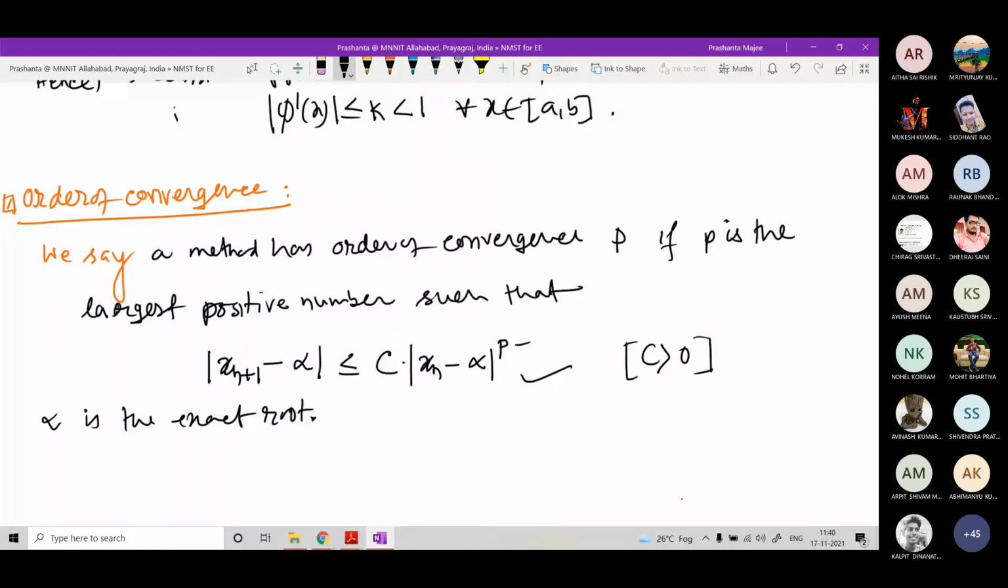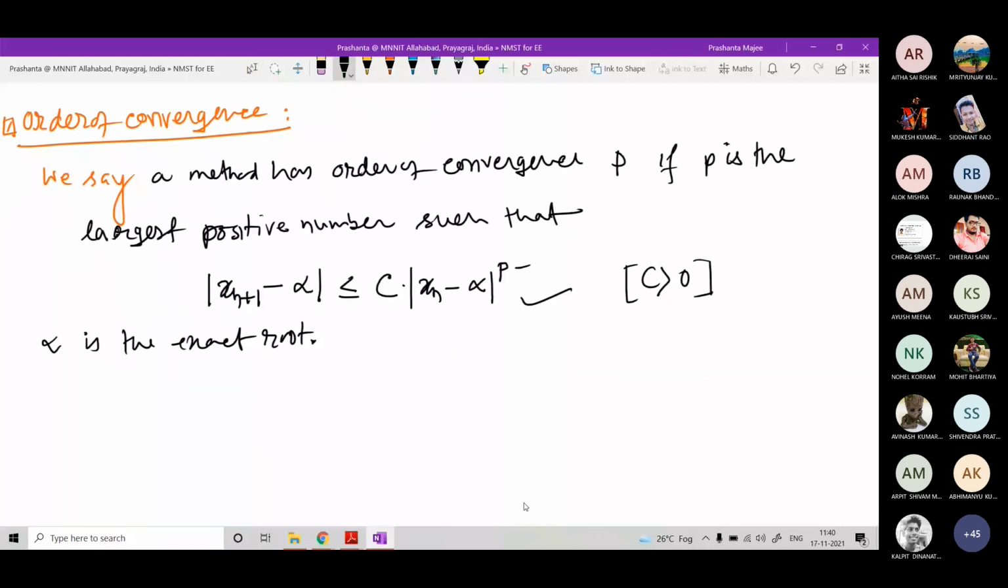So you recall what was the order of convergence of bisection method? I said it has order of convergence 1. What about regula falsi method? I said it has order of convergence 1. What was the secant method? I said it has order of convergence 1.62, the golden ratio number.